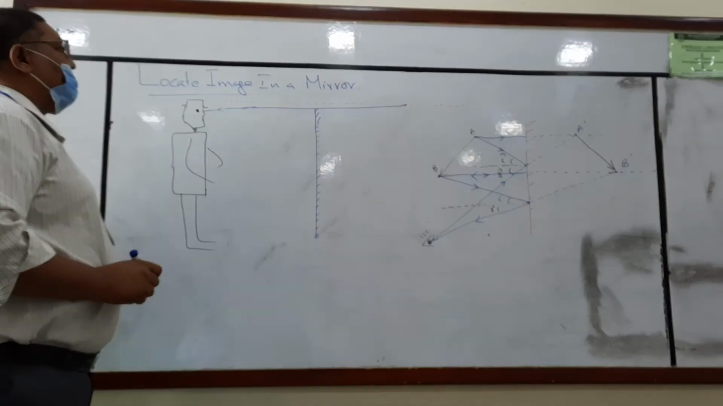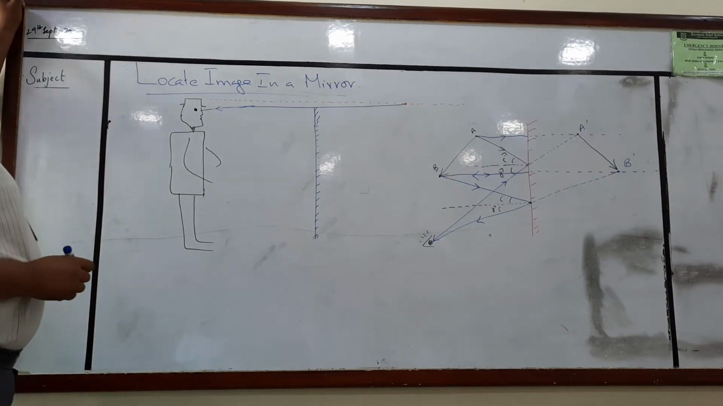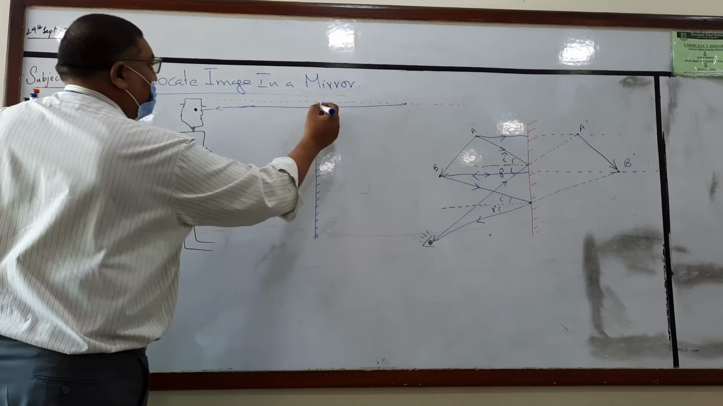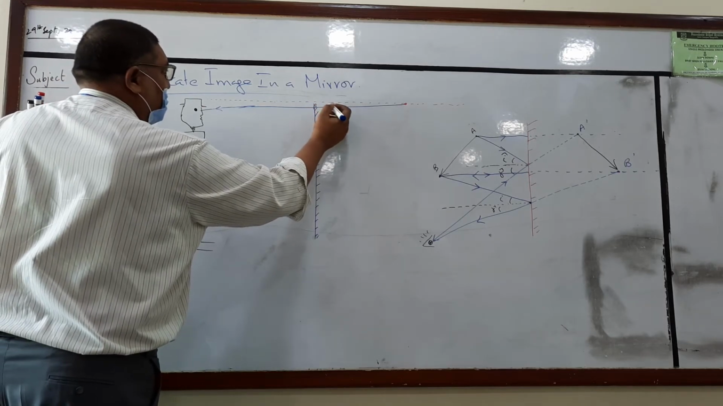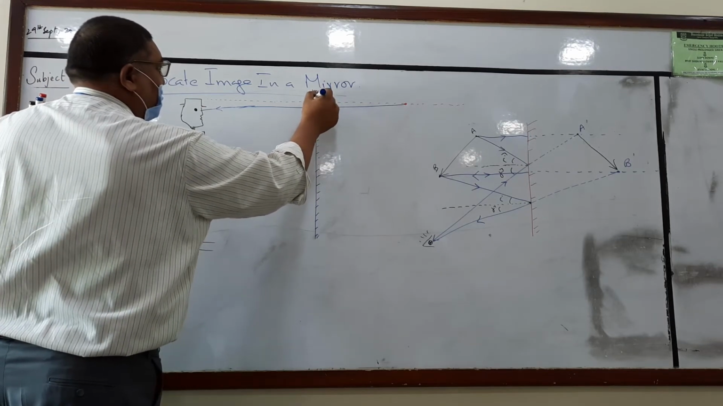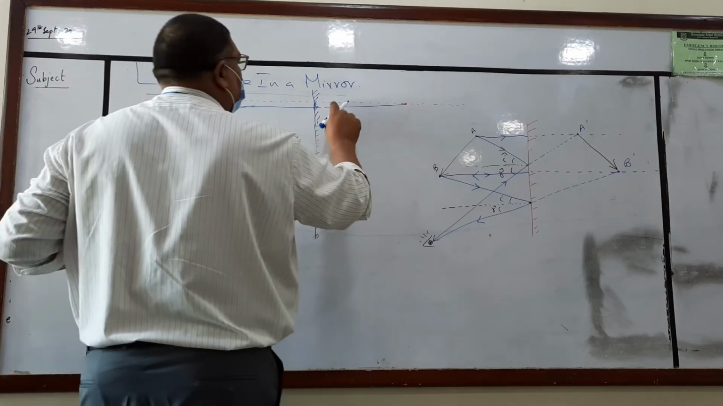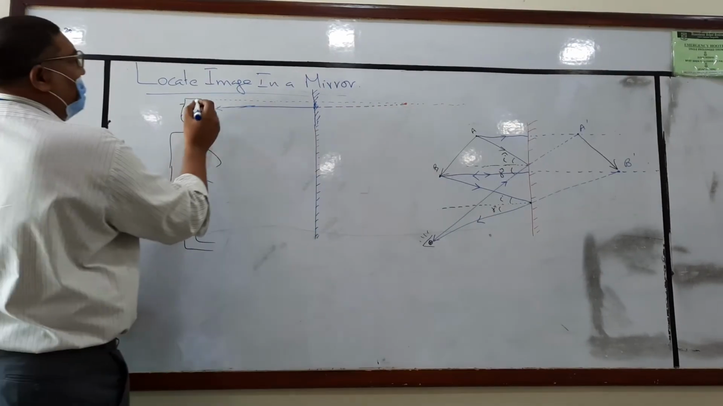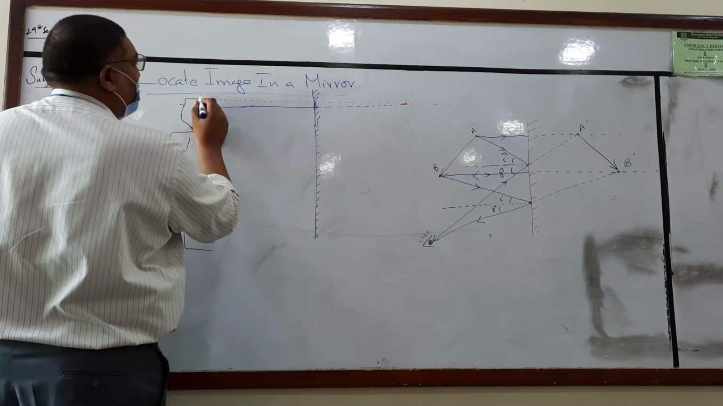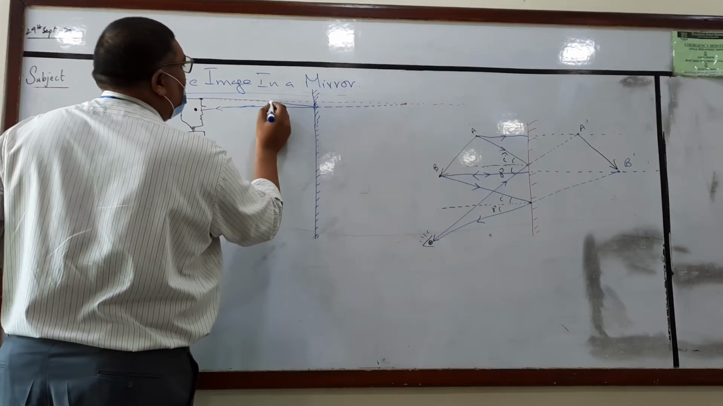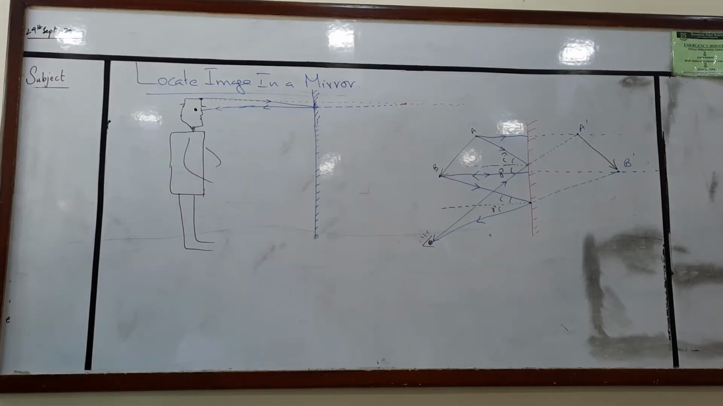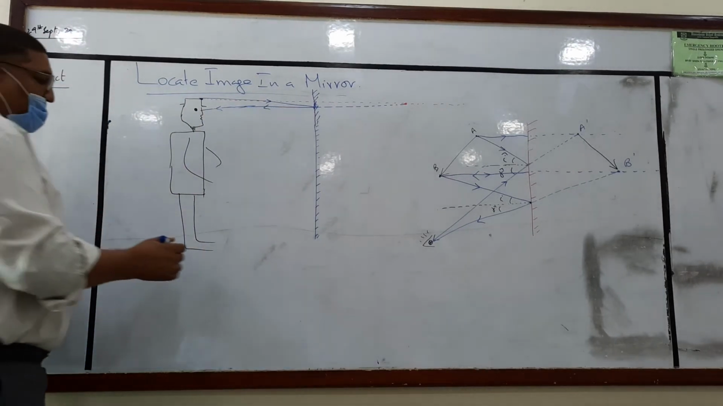Okay? So it should be little longer. Let me make it longer. Okay? So this should be dotted, and it started from here, so it should go there, and from here it got reflected.